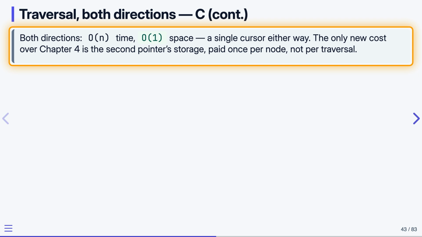Let's look at the cost. Both directions are big O of n time because we touch each node once. Both are big O of one space because we keep a single cursor either way. The only new cost over Chapter 4 is the second pointer's storage. We pay it once per node, not once per traversal.